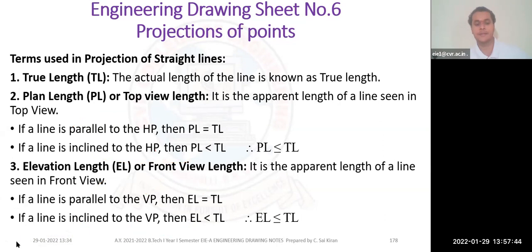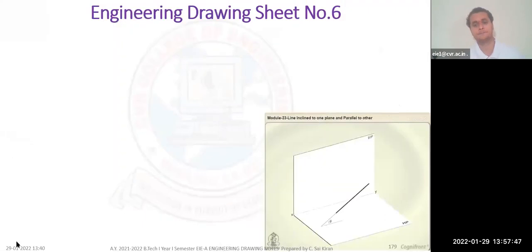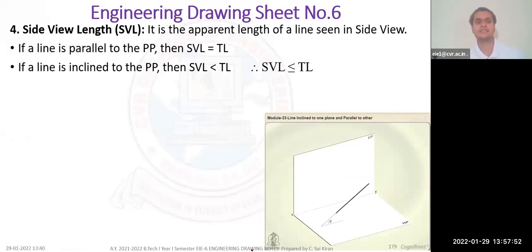And similarly for the profile plane. For the profile plane, we call it side view length. Whenever a line is parallel to the profile plane, then side view length equals true length. And whenever a line is inclined to the profile plane, side view length is less than true length. Therefore, I can say that side view length is either equal to true length or less than true length.